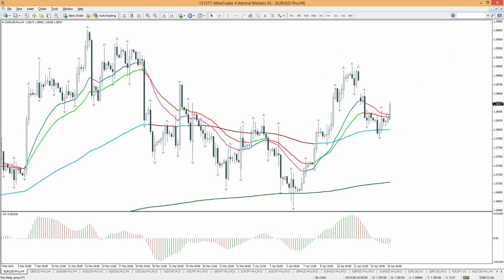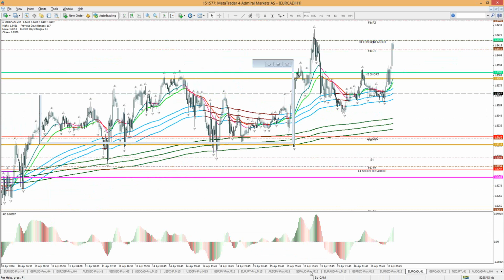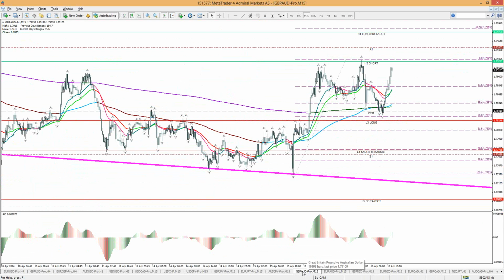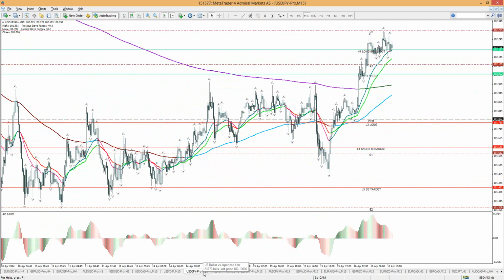Myself, euro dollar, pound dollar, dollar Swissy, euro odd. Dollar CAD could also be interesting, but I want to see how the CAD responds as well. Pound odd too, by the way, same as the euro odd, right? Maybe the dollar yen. I don't know, the dollar yen is quite wacky.